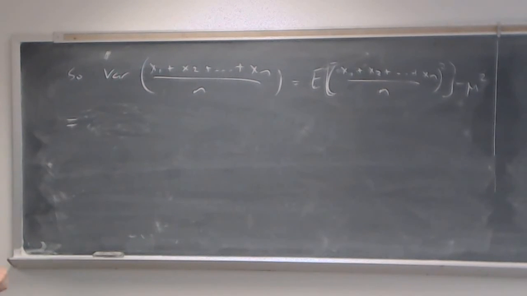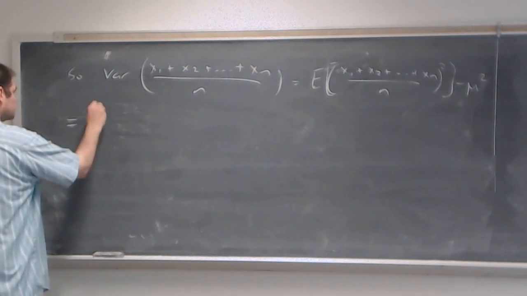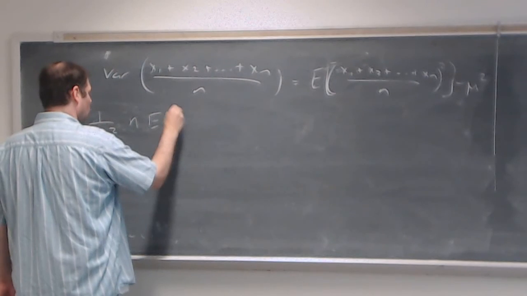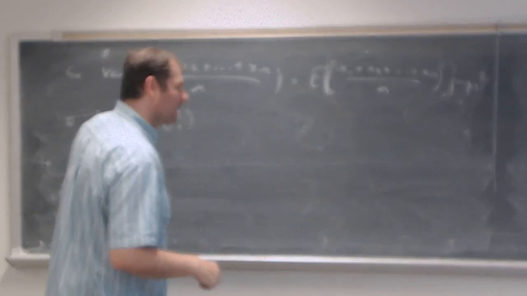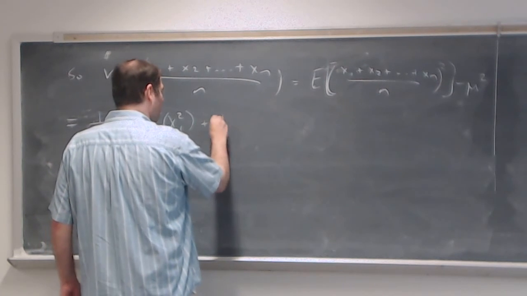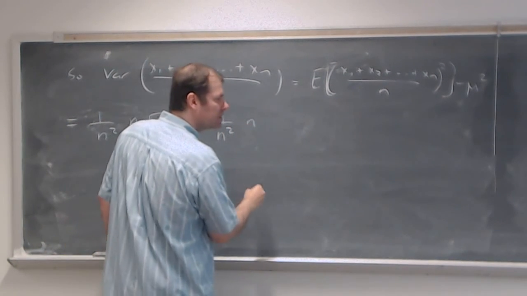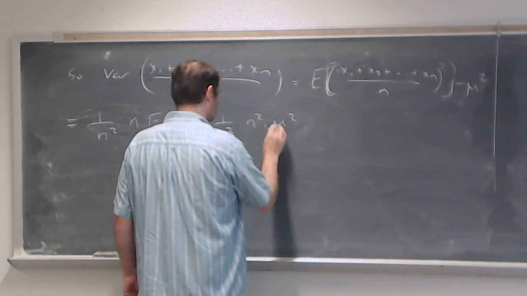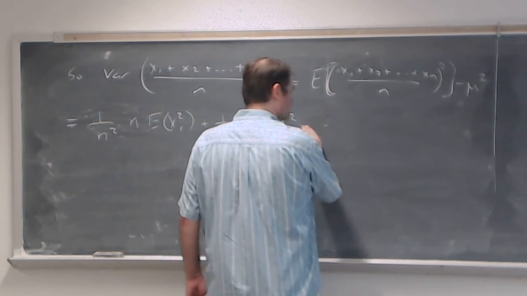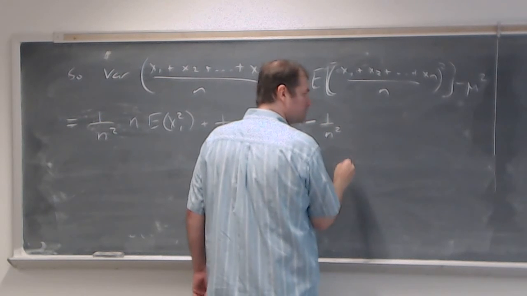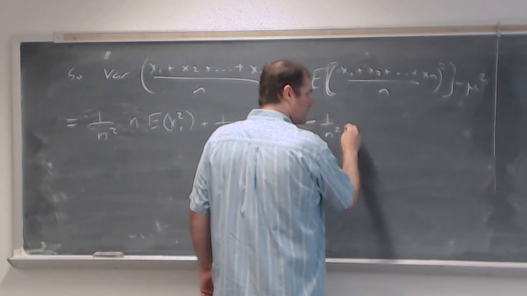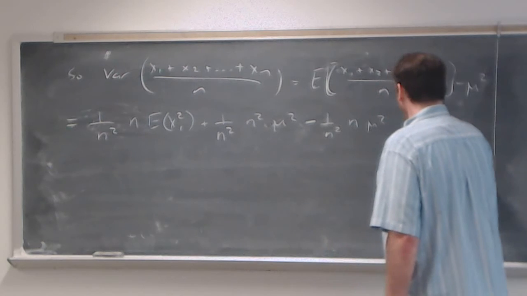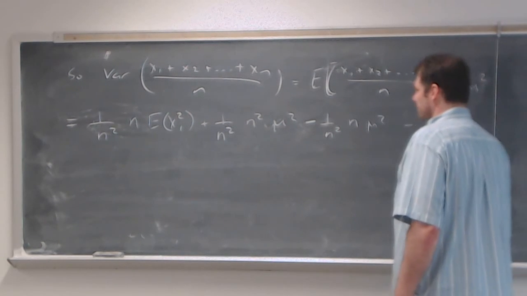And so that's equal to 1 over n squared. So I'm looking at the other board. Here, this would be times n times the expected value of x sub 1 squared. And then plus 1 over n squared times n squared times mu squared, minus 1 over n squared, that's that original one, 1 over n squared, times n times mu squared, and then minus mu squared.